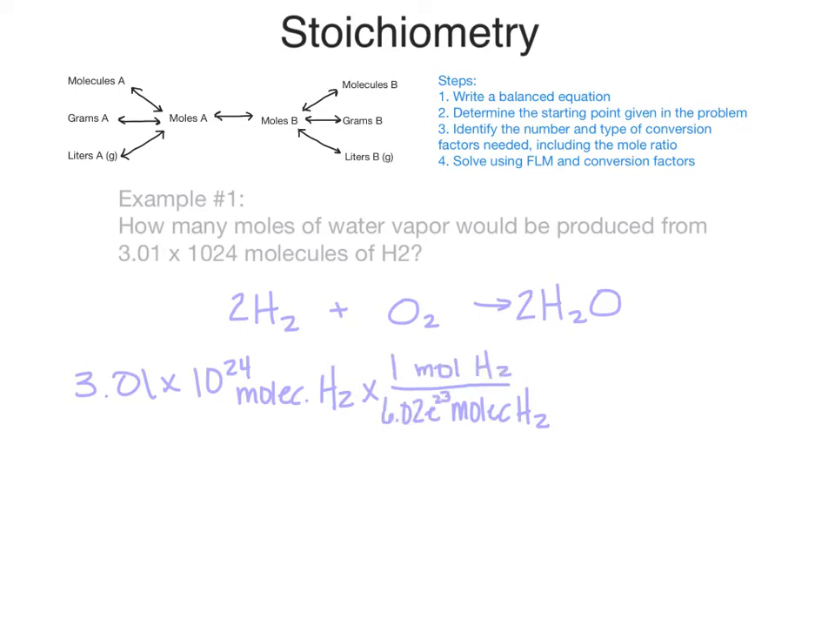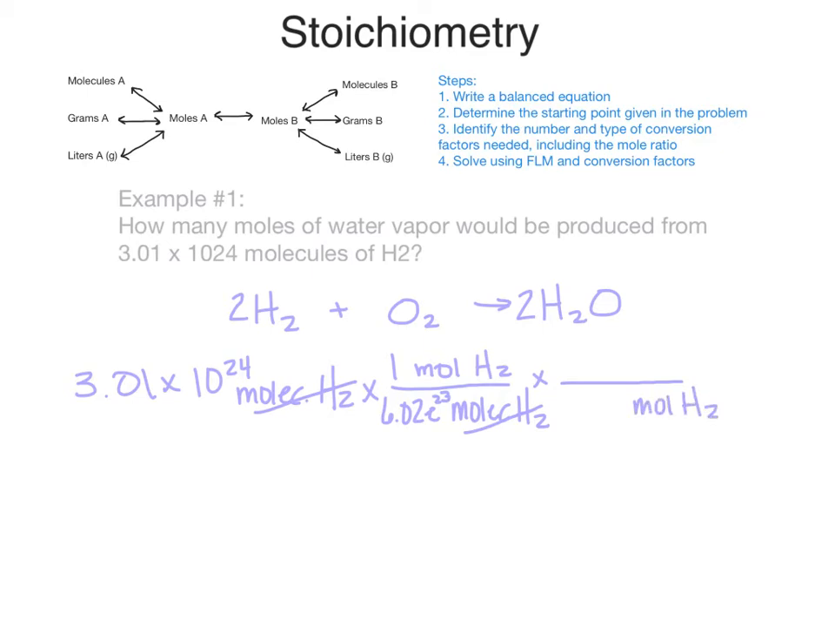So when I fill in my first conversion factor, I'm going to have 1 mole of H2 over 6.02 times 10 to the 23rd molecules of H2. So my molecules of H2 have canceled. I'm now in 1 mole of H2. And so on my map, I'm now right here at moles of A. So now I need to get to moles of B, and this is going to be our new step, our mole ratio step. So following factor label method, I know that my moles of H2 need to go down here.